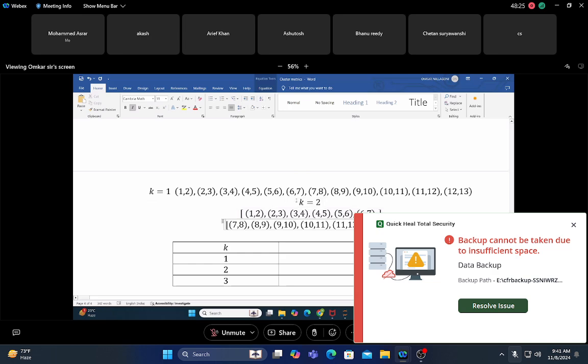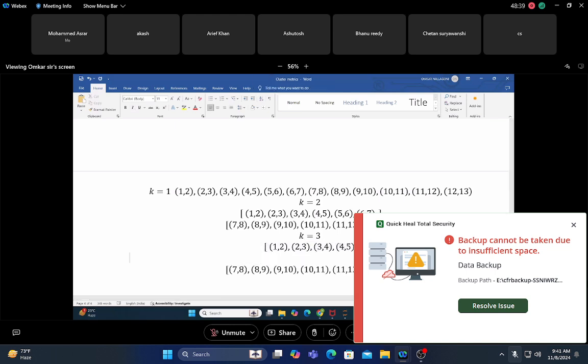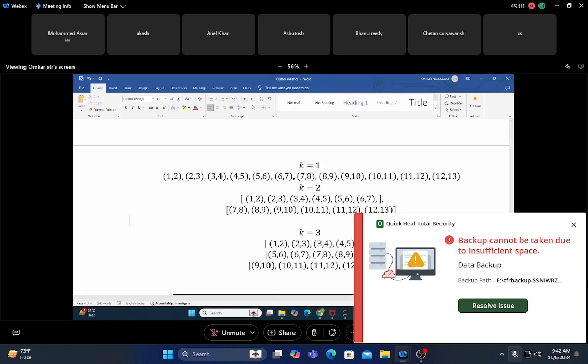Now K is equal to 3 clusters. Five comma 6 comma 7 and 7 comma 8 comma 9. We made 3 clusters. Like this. K is equal to 1, K is equal to 2, K is equal to 3 clusters. Now for every cluster, what will you get? Centroid you will get.